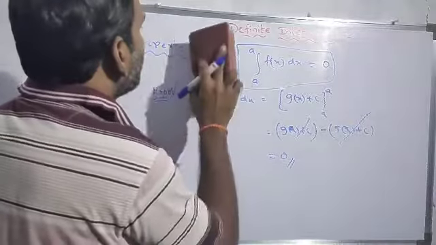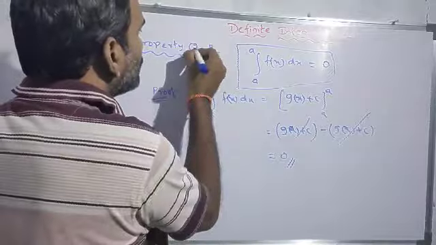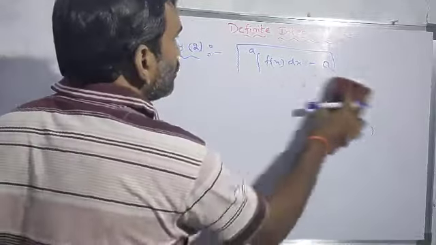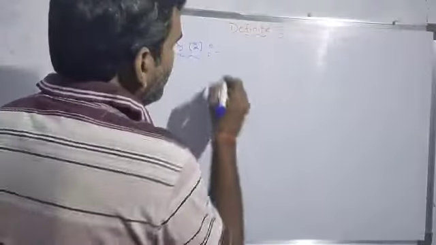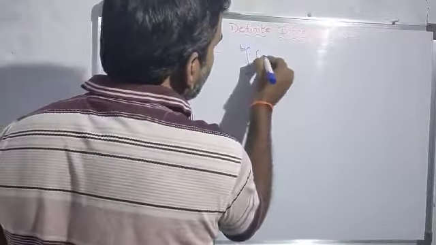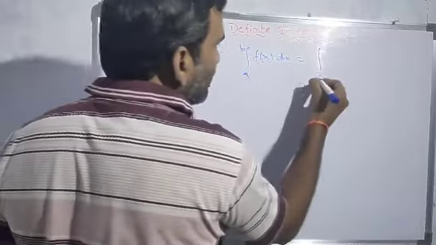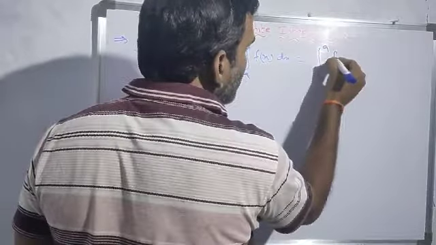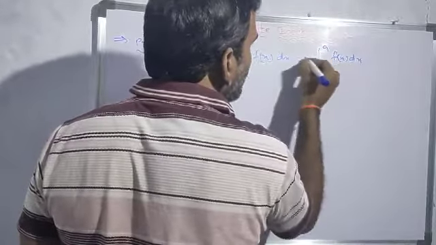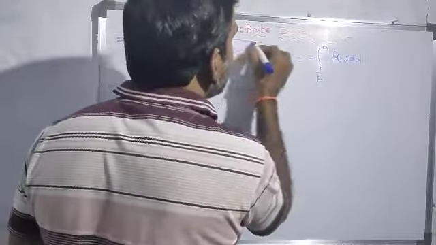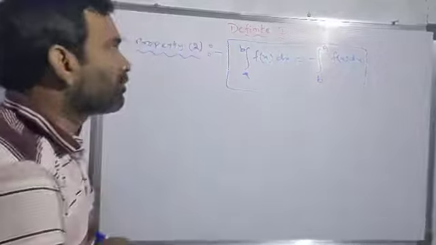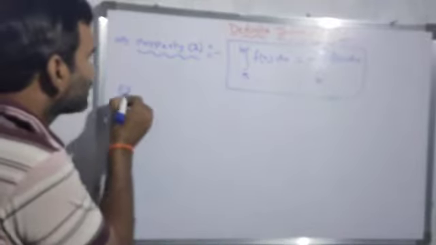Right. Next, property number 2. Observe that integration from a to b of f of x dx equals, if the integral limits are reversed, b to a of f of x dx, but here you have the opposite sign. We will do this problem using one example.